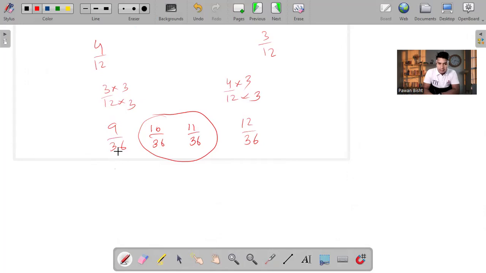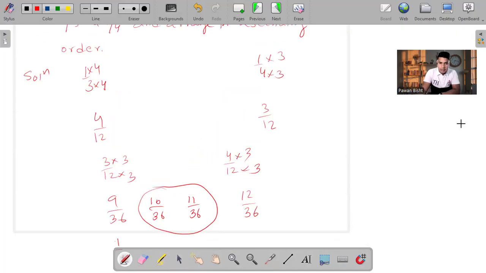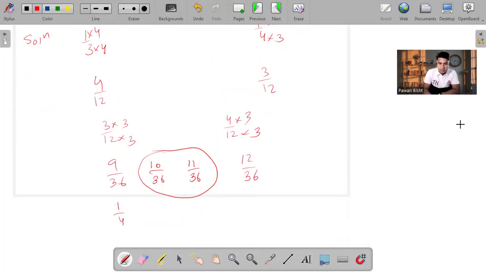I can write this. This was my 1 over 4, the original number, and this was 1 over 3. And you write it in simplified form. This will be 5 over 18 and 11 over 36. So generally when we are arranging in increasing order, we write the numbers in the original form. So this is my ascending order. Ascending means starting from the smallest, we are going towards the biggest number. Okay, this is called ascending.